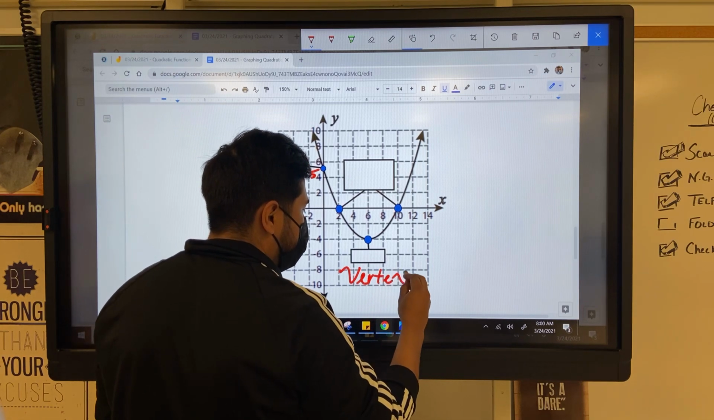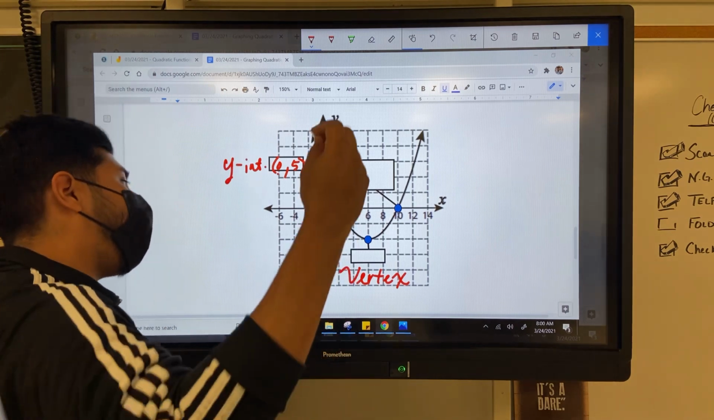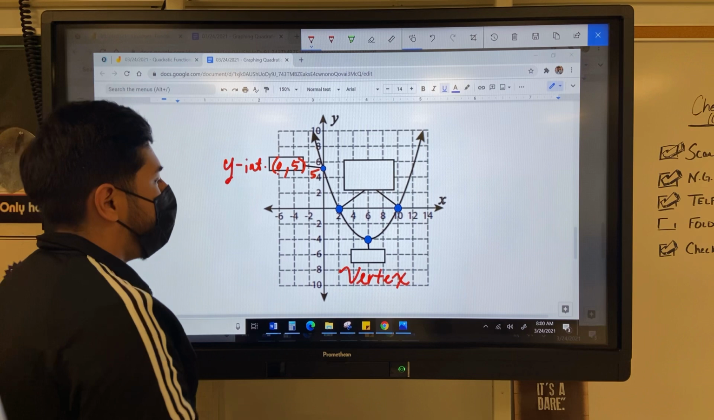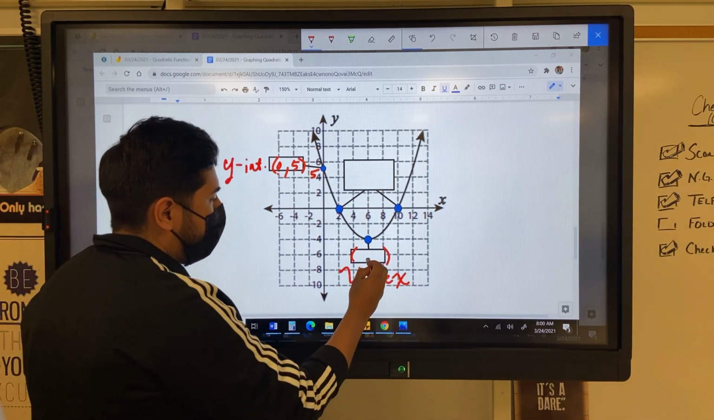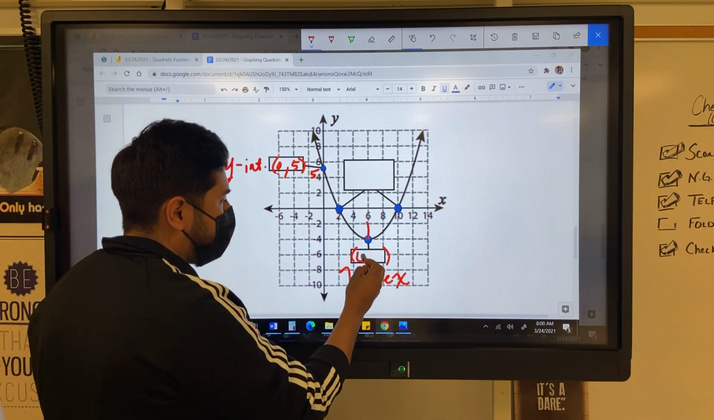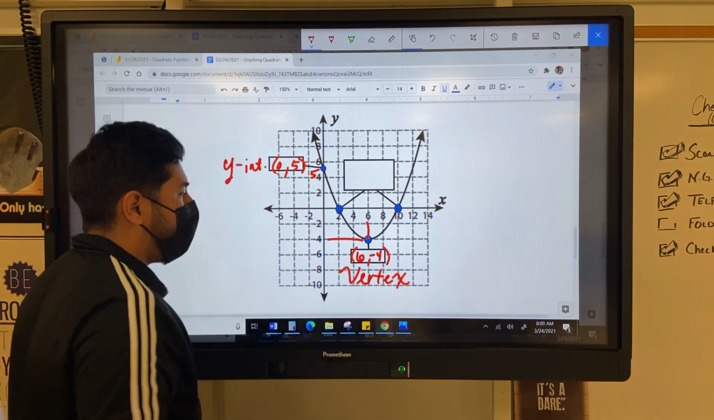Talked about it right now with the McDonald's and the slide. It's either the highest or the lowest point of my parabola. What is the coordinate for this vertex? Remember, x goes first, so we go to x, 6, then we go to y, -4. That's my vertex.